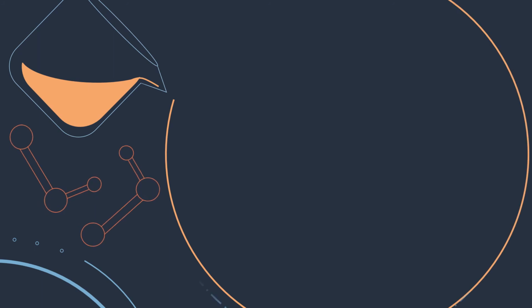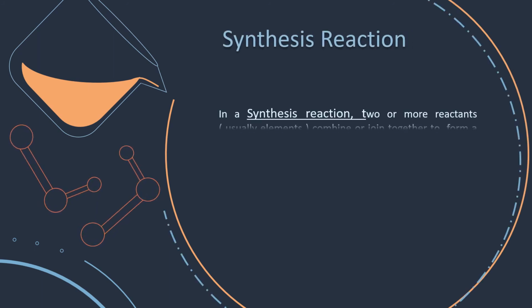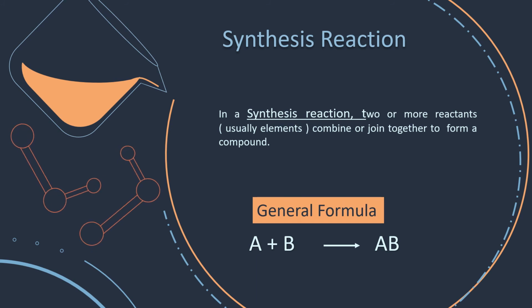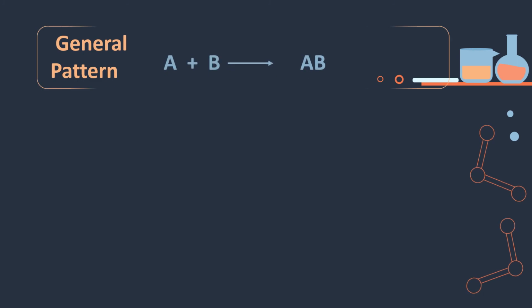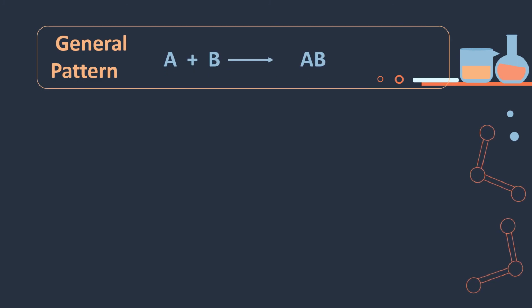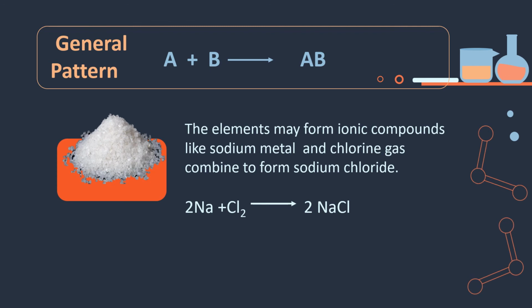The first type of chemical reaction is called synthesis. In a synthesis reaction, 2 or more reactants, usually elements, combine or join together to form a compound. The general formula is A plus B producing AB. The elements may form ionic compounds, like sodium metal and chlorine gas forming sodium chloride. A and B represent any element.